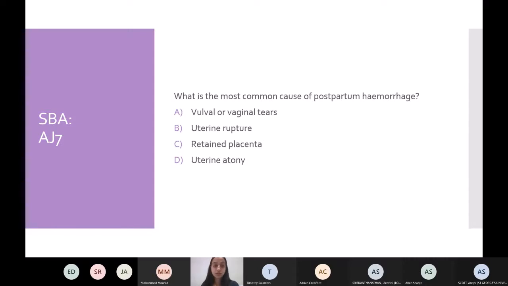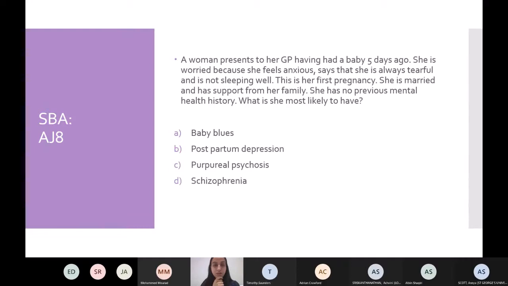So I'll talk a little bit more about this in the next slide, but the most common cause is actually uterine atony. And I think I've got one more SBA, which is a bit more of a spiel question, so thinking about mental health.